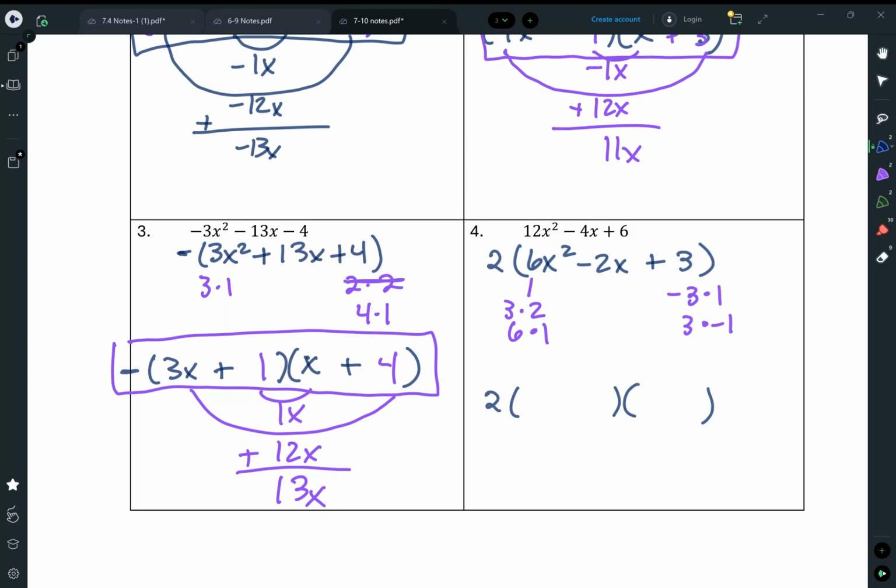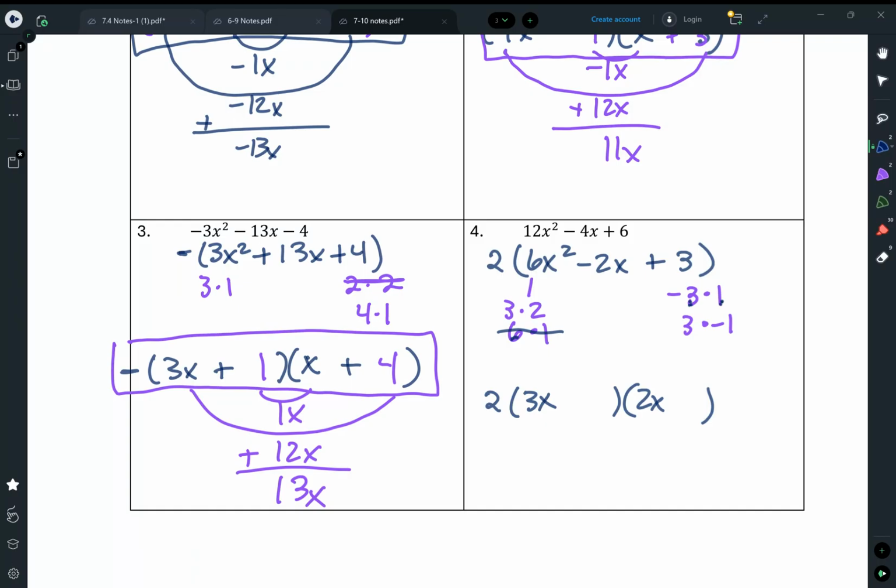I feel like the 6 and 1 is less likely to be true, because if I think about multiplying 6 times 3, that's 18. And that's a really big number. It's hard to think about how I could get a middle term of negative 2 if I have an 18. And if I do 6 times 1, 6 minus a 3 it's not going to work either. So I'm going to go ahead and cross this out, and I'm just going to guess 3x and 2x.